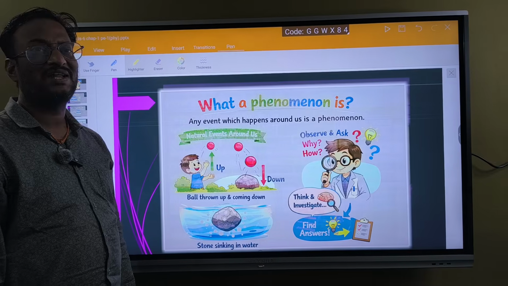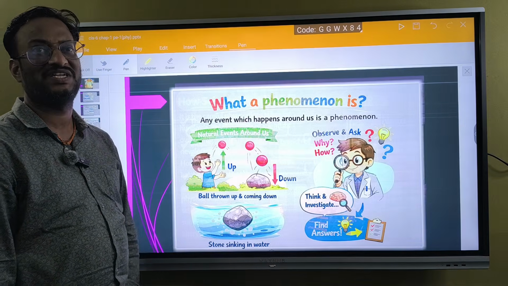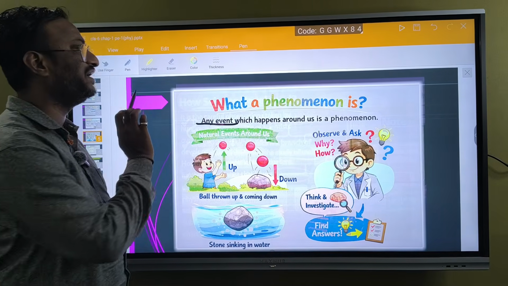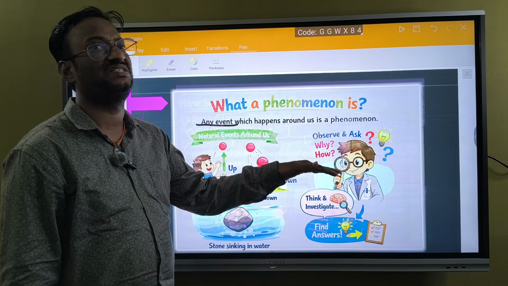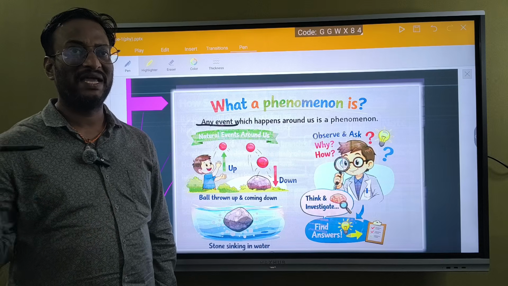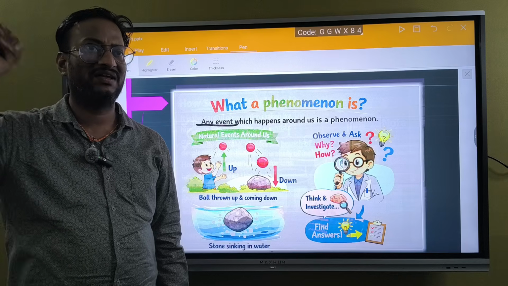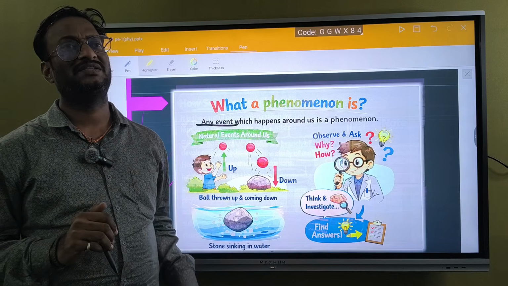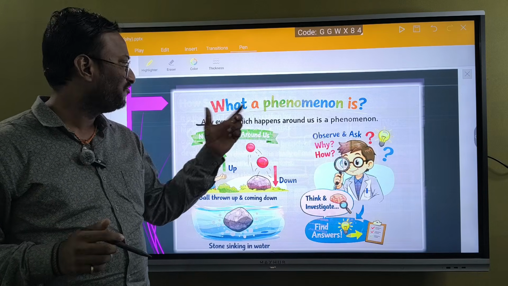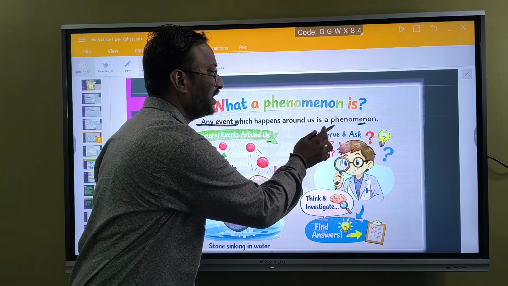We have discussed phenomena. Now we shall see what a phenomenon actually is. Children, see here, any event, whatever it may be, which happens around us. Around us there are a lot of events happening: a bike is moving, a bird is flying, an aeroplane is flying, a person is walking. These are all considered phenomena. What happens around us is called a phenomenon.